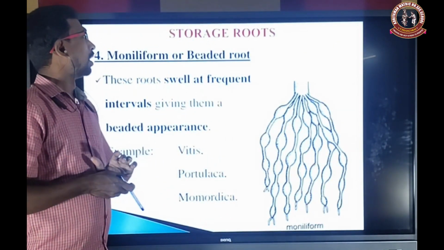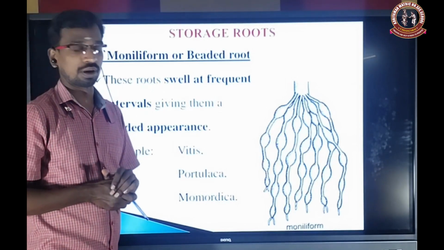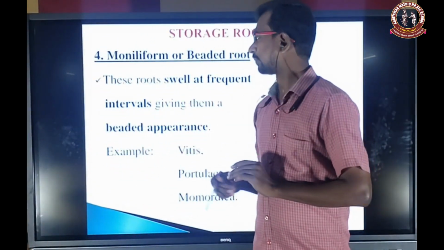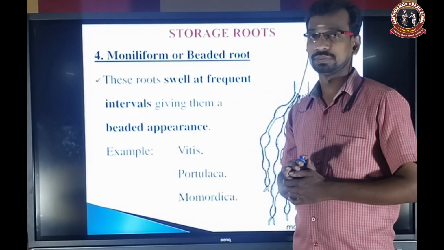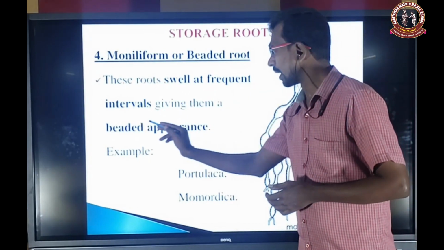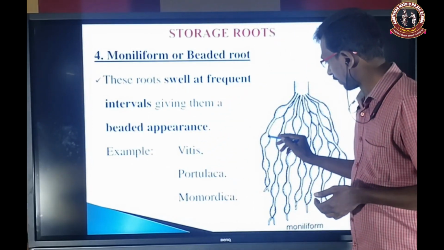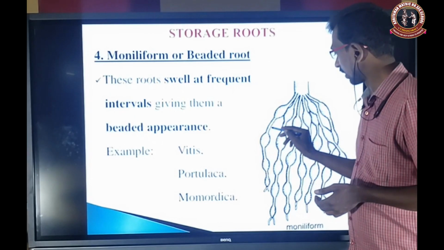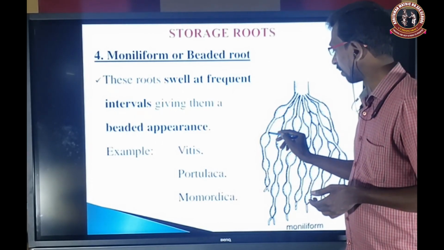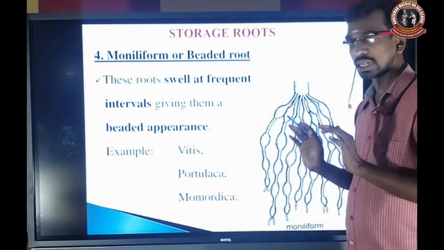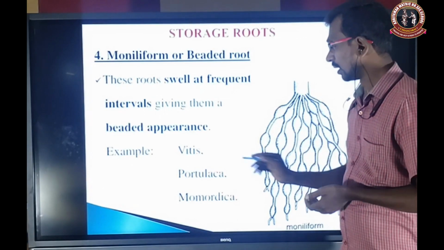Next, moniliform or the bead root. This root swells at frequent intervals, giving it a bead-like structure. At a given interval it will be swelling, then a non-swelling region, and again swelling and non-swelling region, like that. It looks like what? A bead-like structure.